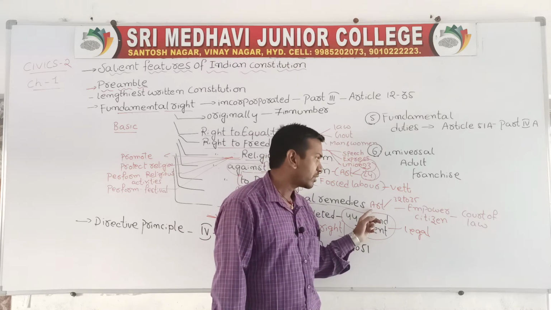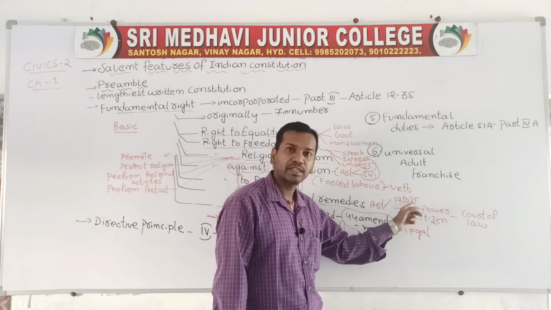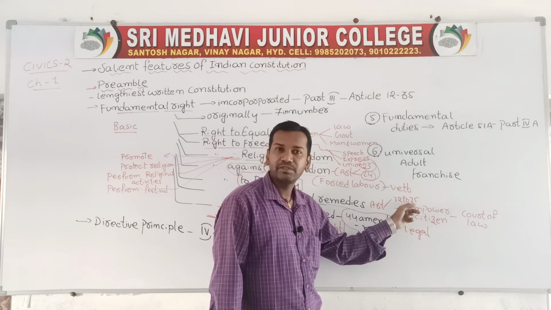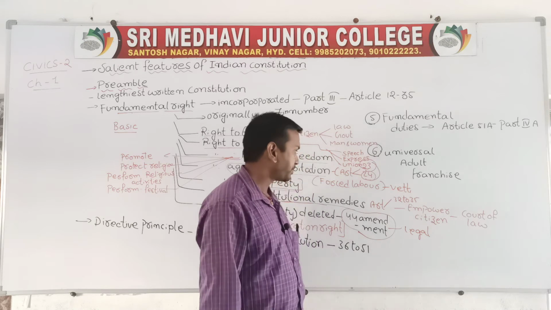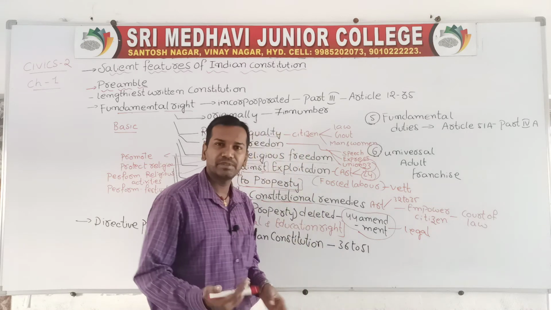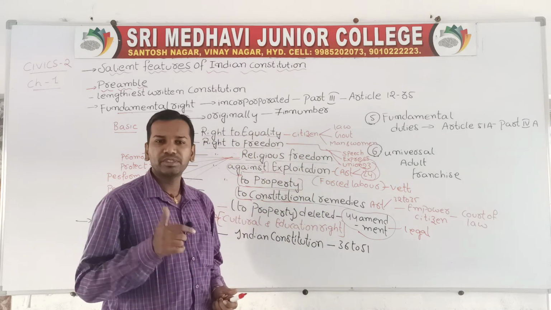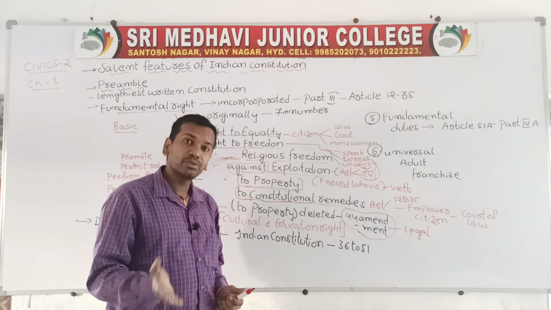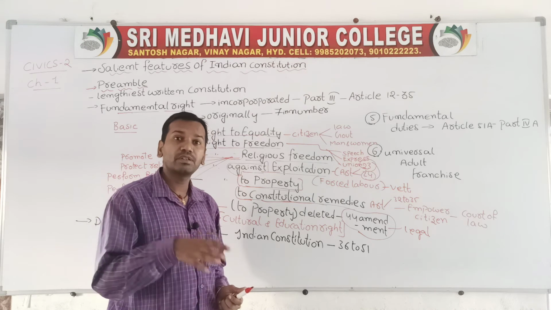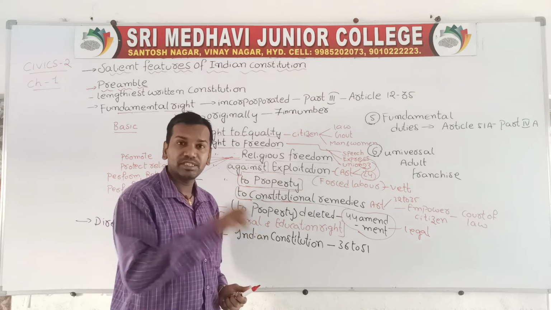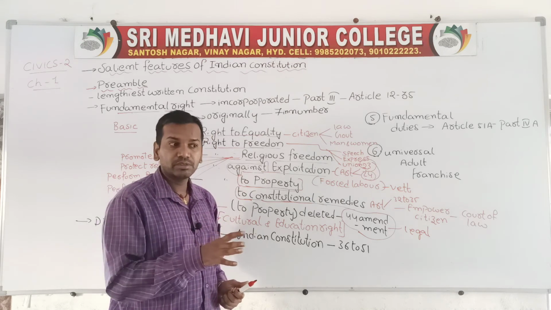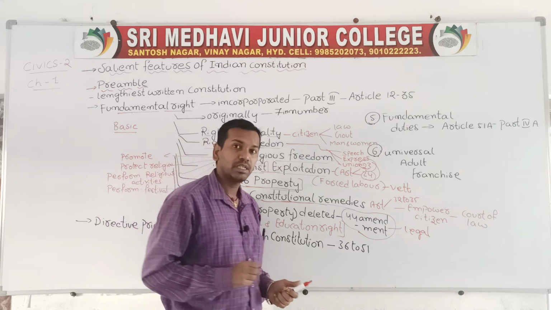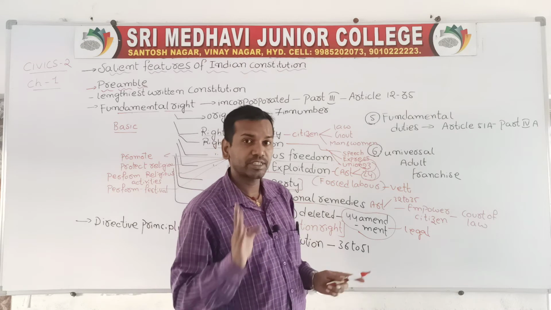Articles 32 to 35 mainly deal with the right to constitutional remedies. Fundamental rights are very important, so people have the right to receive the fundamental rights. If the people are not getting fundamental rights, they have the right to go to the court of law also. Even the government cannot take the rights of the citizens. The government also has no right to take the fundamental rights of the citizens. Nobody can take that right from you.